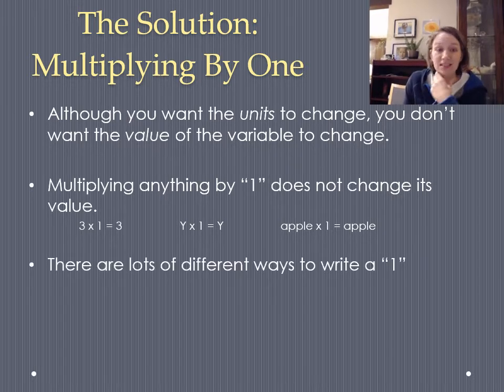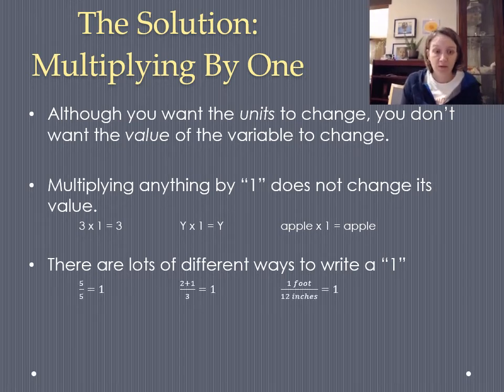Now, the cool thing in physics is there's actually lots of different ways to write a 1, right? We wrote it above just with the number 1, but there's lots of things that are equal to 1 in the world of math and physics. For example, the fraction 5 over 5 is also equal to 1. Now, fractions equal to 1 are particularly interesting because anytime you have something on the top of a fraction and something that's equal to it on the bottom of the fraction, even if they don't look quite the same, we're still going to have 1. So, right, 2 plus 1 over 3, those don't look identical, but they're still equal in value, and therefore dividing 2 plus 1 divided by 3 still gives you 1.